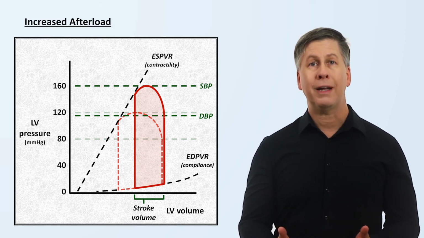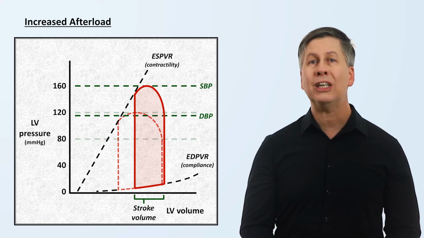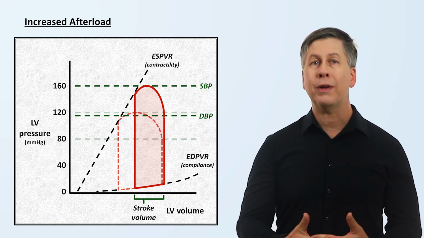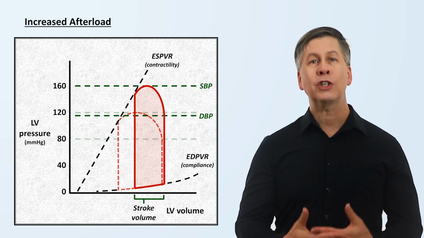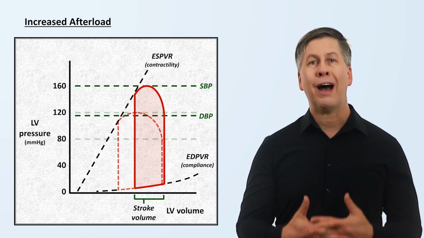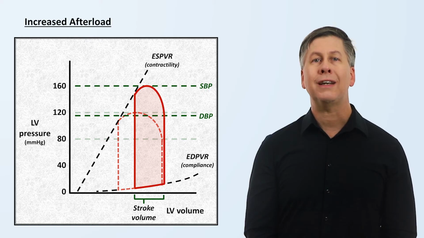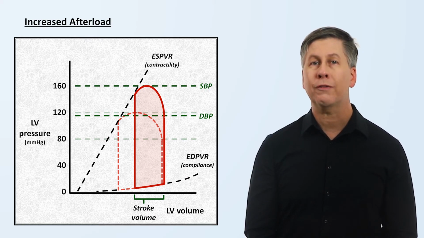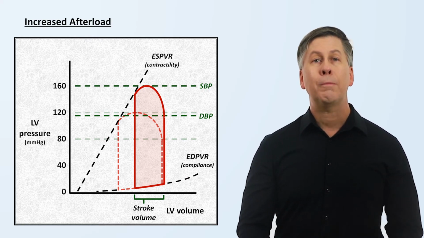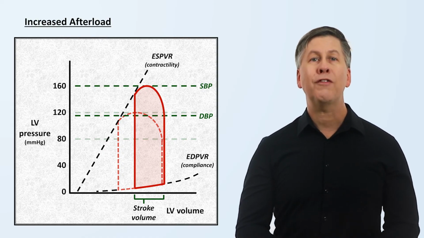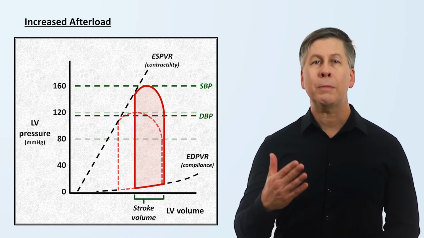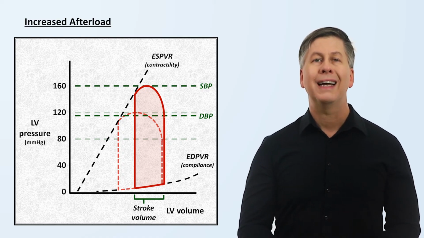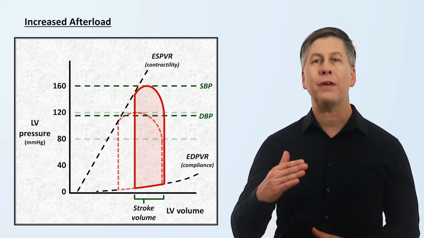Exceptions to this diagram include situations when afterload is increased due to pathologic narrowing of the aortic valve, called aortic stenosis, or pathologic narrowing of the left ventricular outflow tract, as might be seen in a condition called hypertrophic obstructive cardiomyopathy. In both of those cases, the peak of the PV loop itself will still look like this, but it will not represent the systolic blood pressure, as there will be a gradient between the LV and the aortic pressure that persists throughout systole.